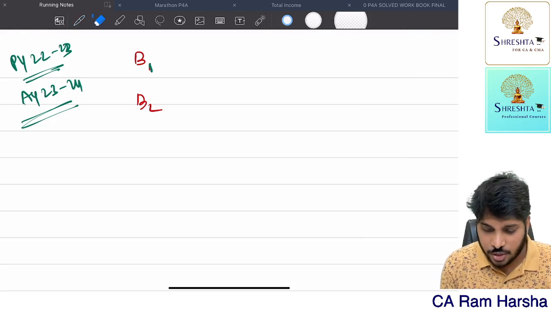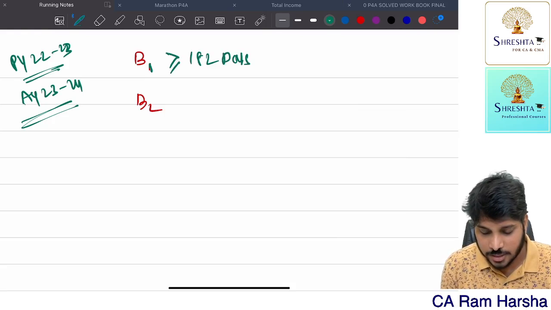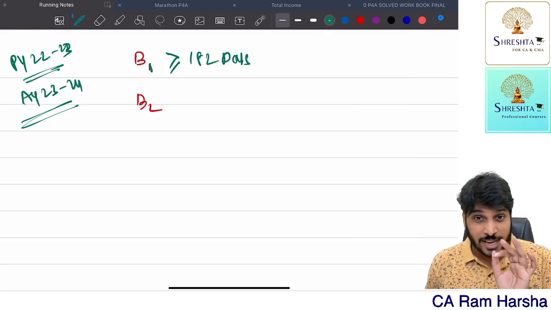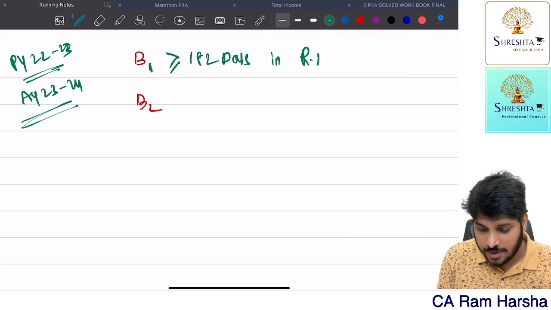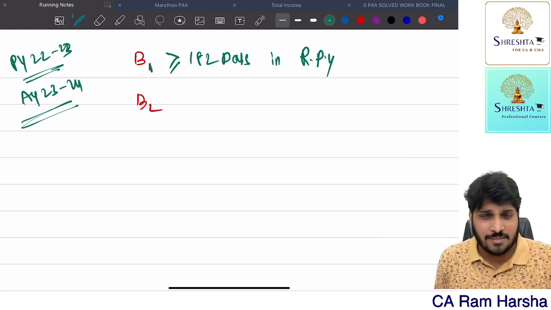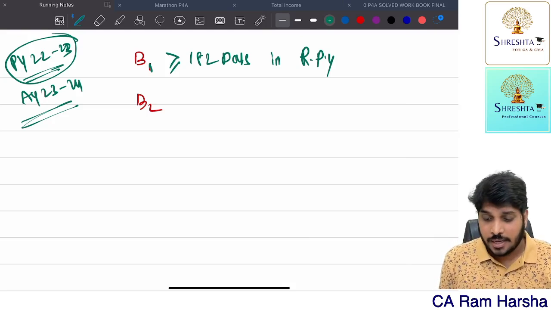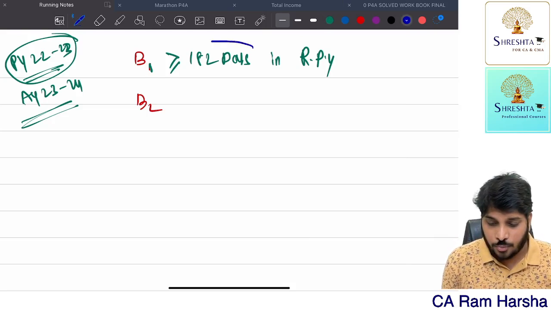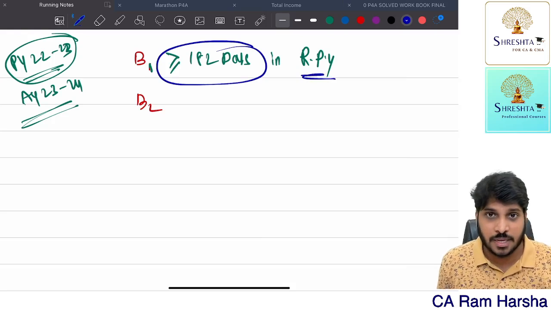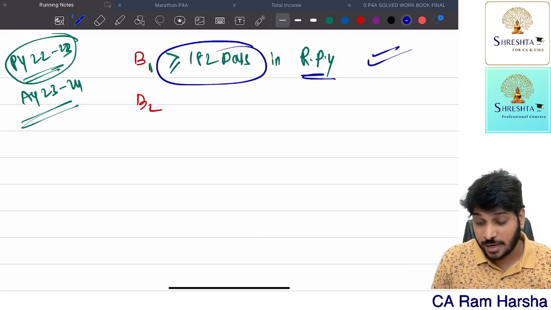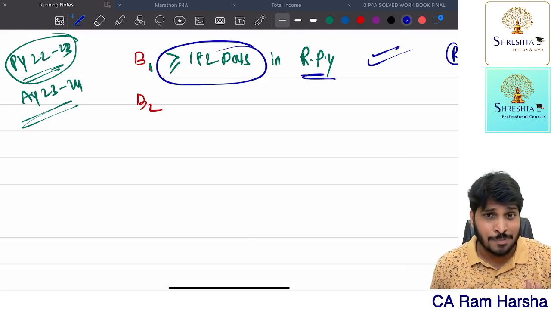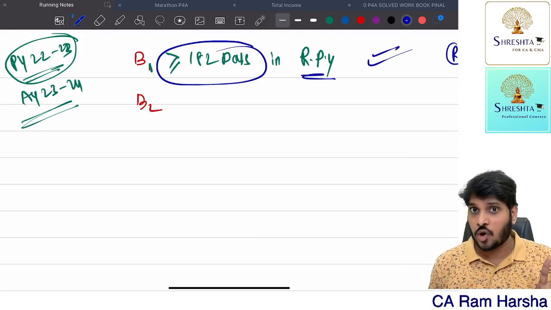suppose the individual stayed for 182 days or more in the relevant previous year. Now, what do you mean by relevant previous year? Suppose we are checking for 22-23, then 22-23 we should apply. If the individual stayed for 182 days or more in the relevant previous year, then B1 is satisfied. He is a resident. Simply a resident. Resident, I'm not saying ROR.